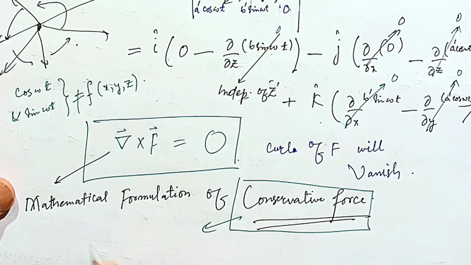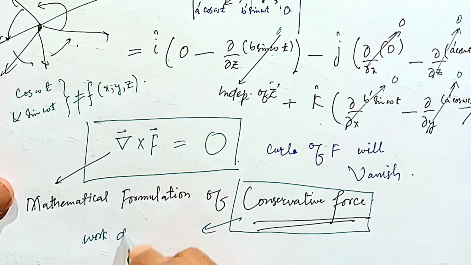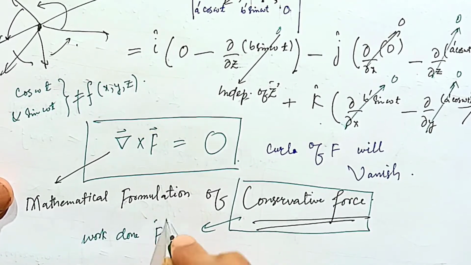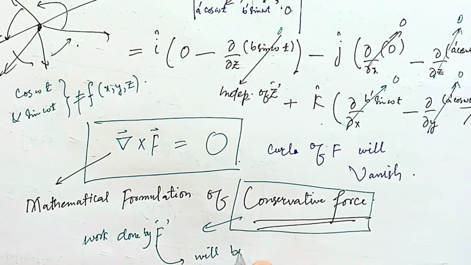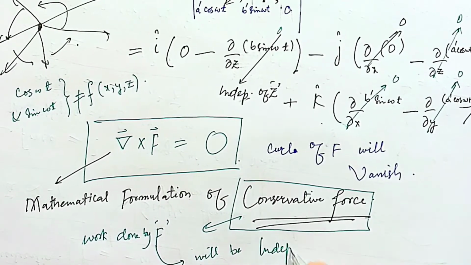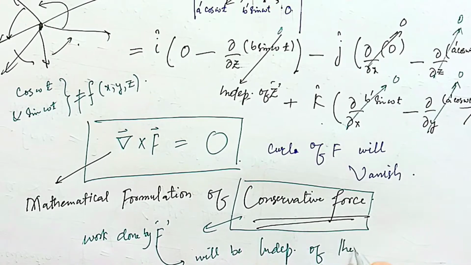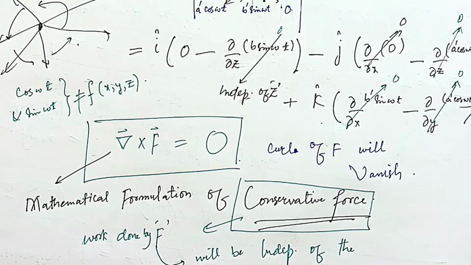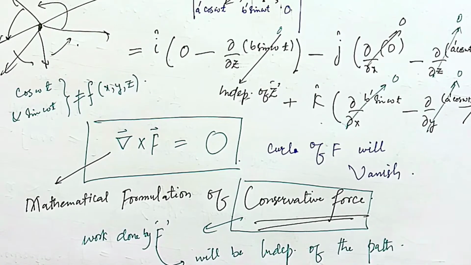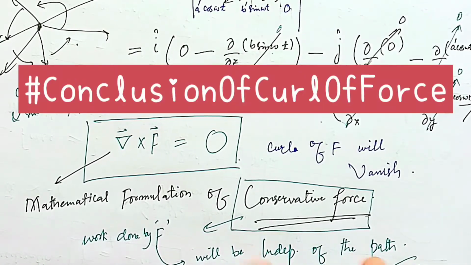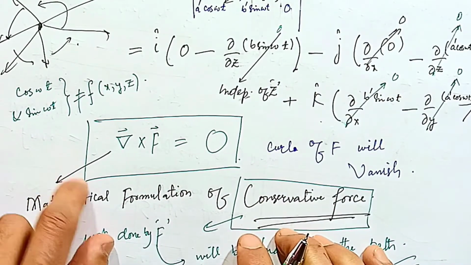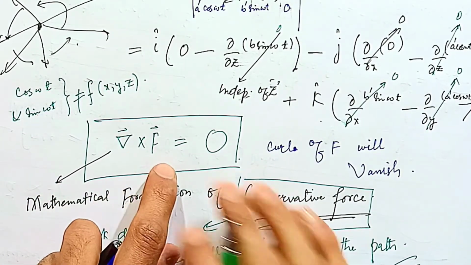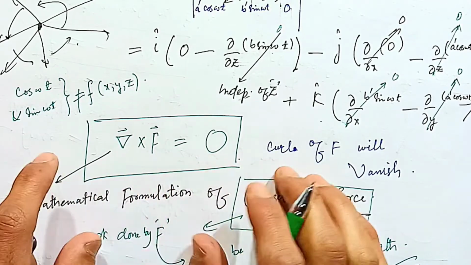That means the work done by this force will be independent of the path it follows. That is the outcome of a conservative force. That means the force we were discussing here is conservative in nature, that is, the curl of the force vanishes. Okay, this was a simple example.